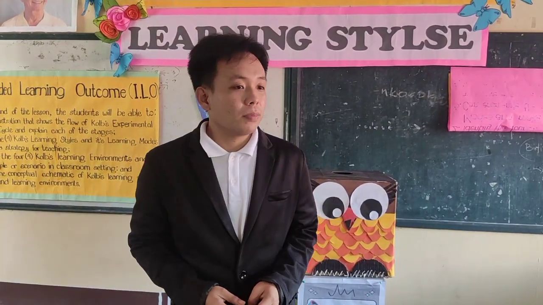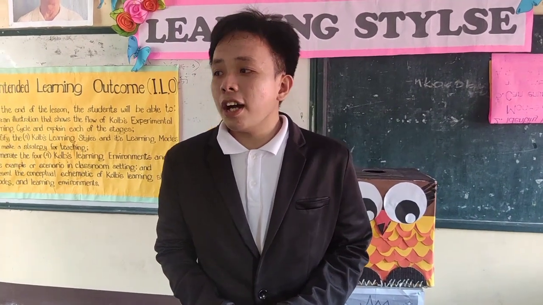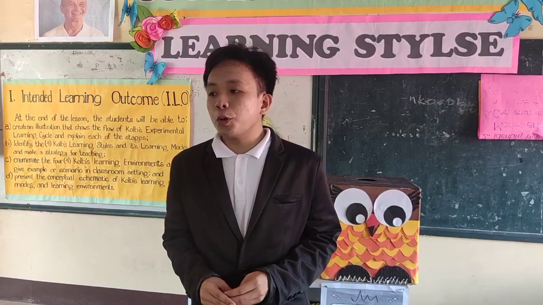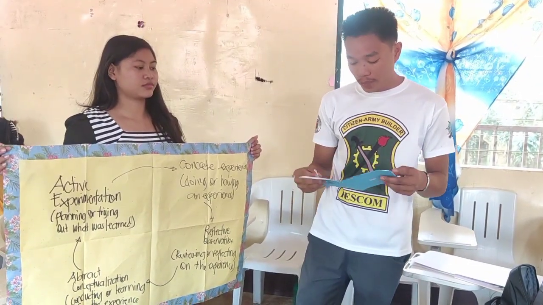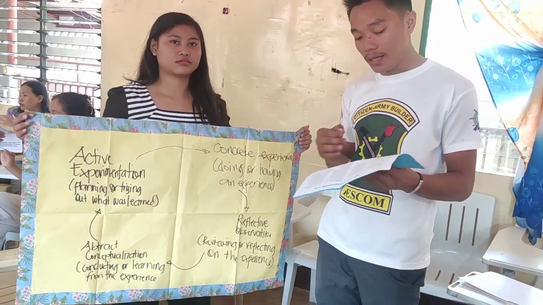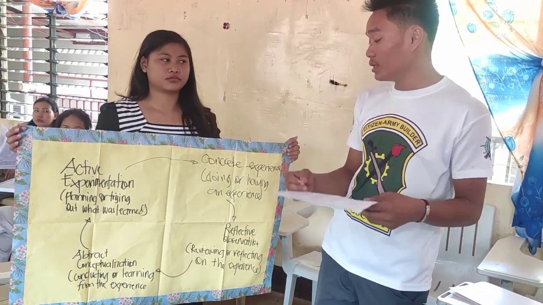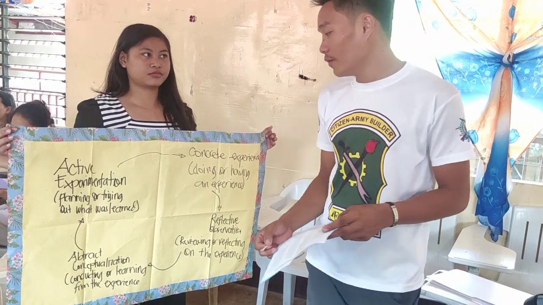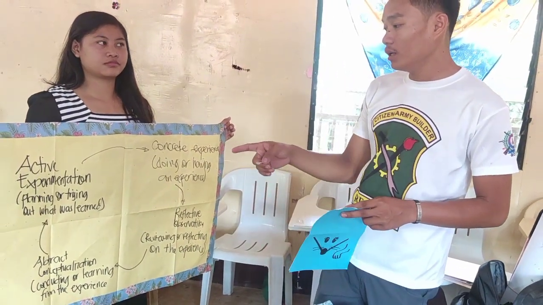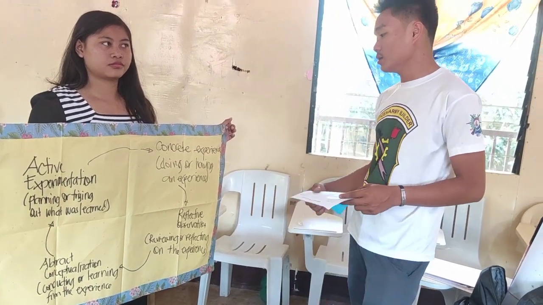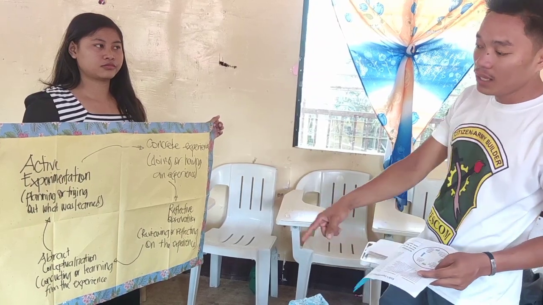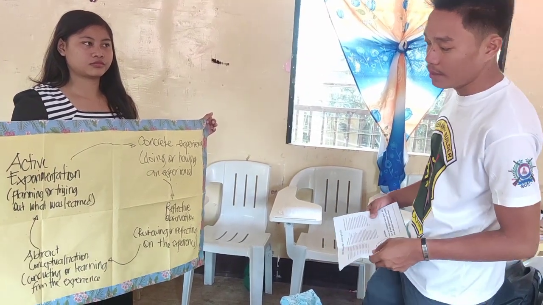Okay, time's up. I think all of the groups are done with their presentation. Now let's hear from group 1. We have here the question: create an illustration that shows the flow of Kolb's experiential learning cycle and explain each of the stages. We have here a cycle illustration. We have active experimentation, concrete experience, then followed by reflective observation, and lastly, abstract conceptualization.